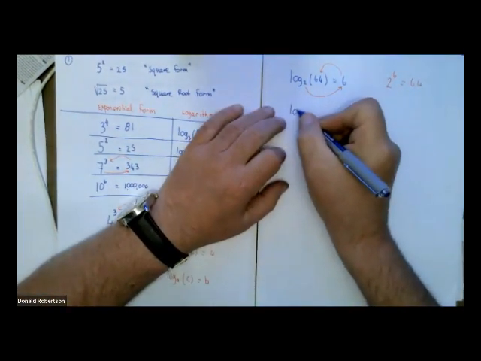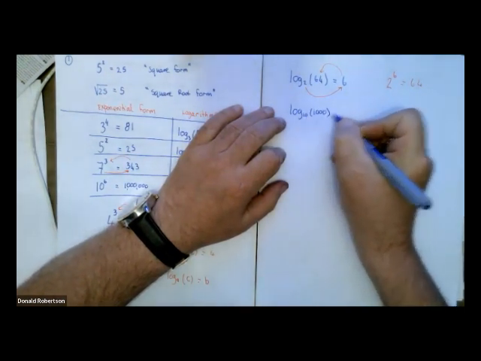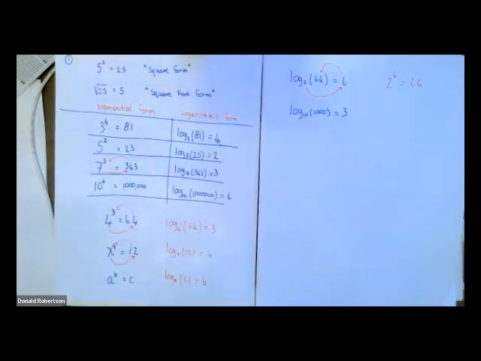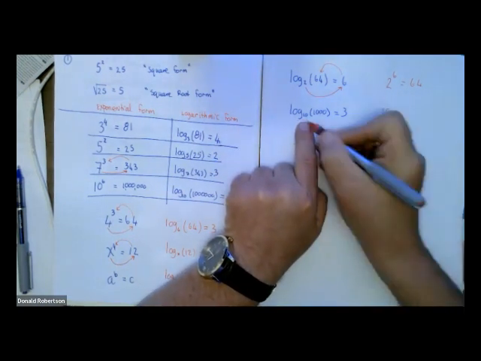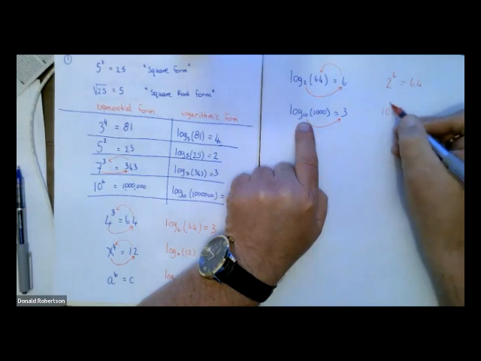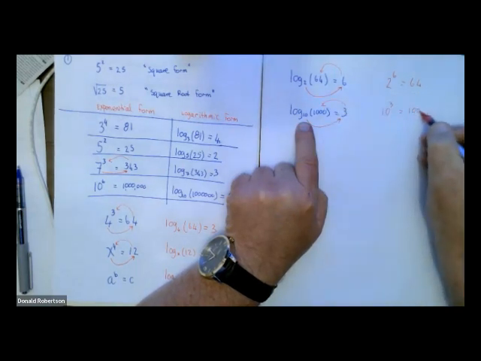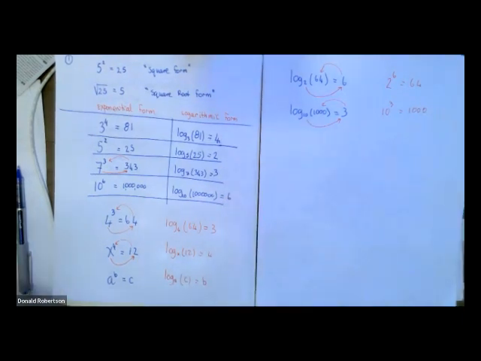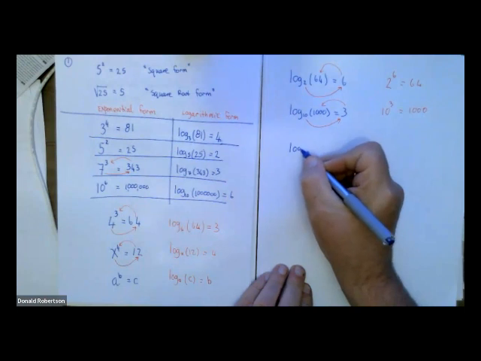Suppose I went and said to you, log to the base 10 of 1,000 is 3. That's what I gave you. And I said, write that information in its exponential form. You start with the base: 10 to the power of 3 equals 1,000, which is obviously true.